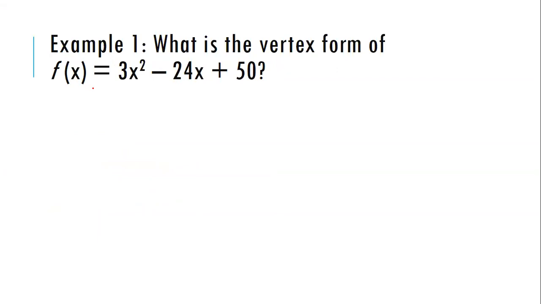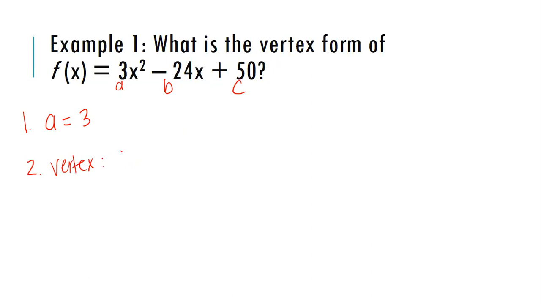So here we have f of x equals 3x squared minus 24x plus 50, okay? And we're going to follow the 3 steps. So remember, this is my a, this is my b, this is my c. So step 1 is identify your a. Our a equals 3. Step 2 is to find your vertex.